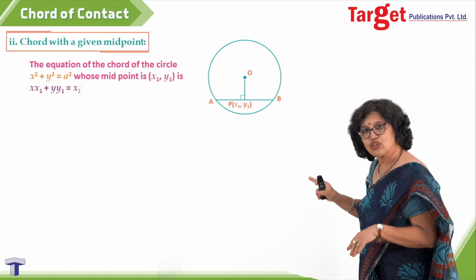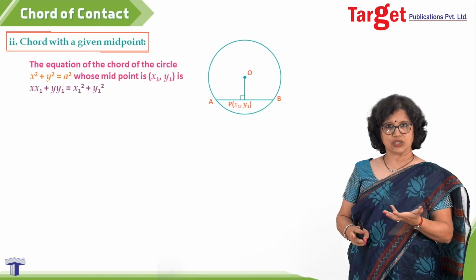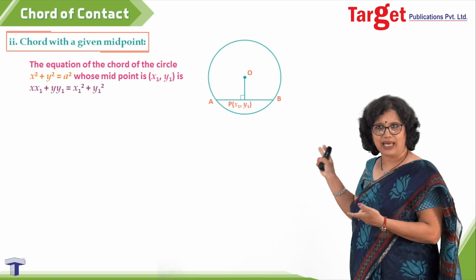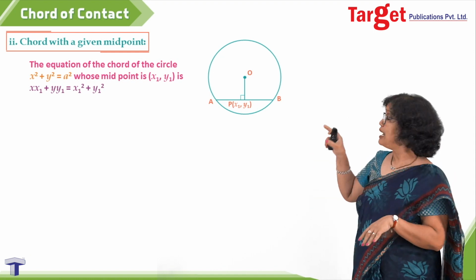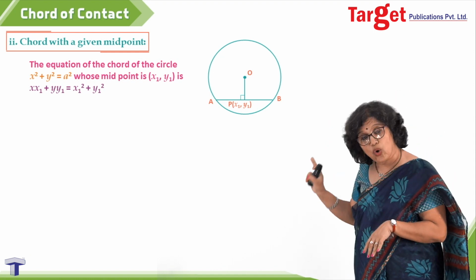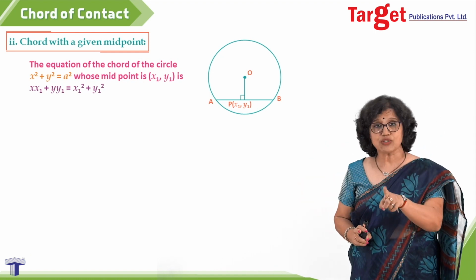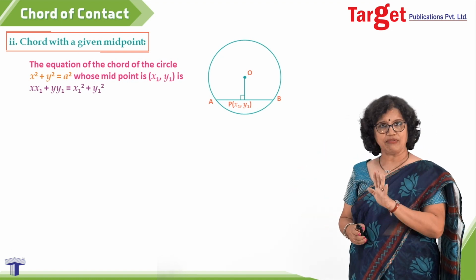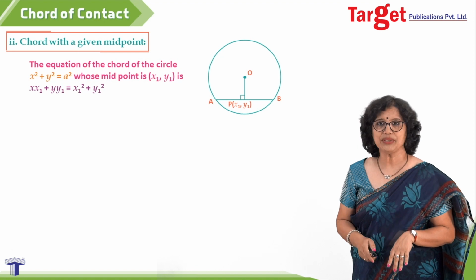Now the circle's equation would be x square plus y square equal to a square, or r square if you wish. I'm taking here x square plus y square equal to a square. And then I write the equation of the chord having midpoint x1, y1 as x x1 plus y y1 equal to x1 square plus y1 square. That is the equation.